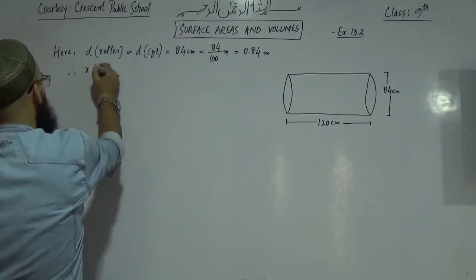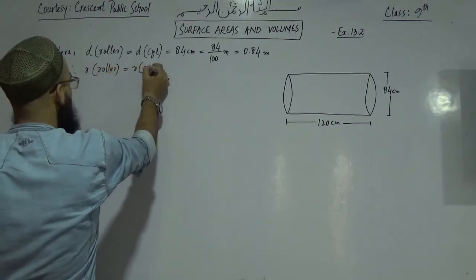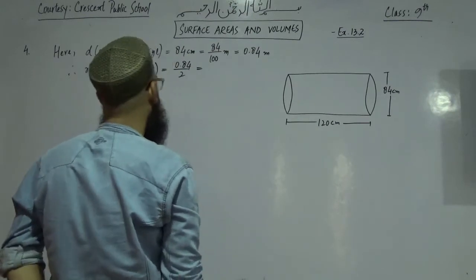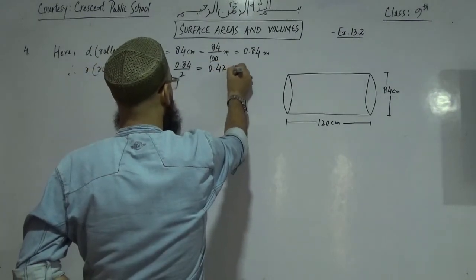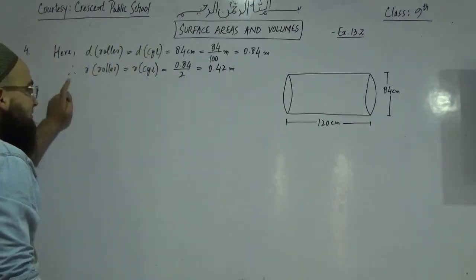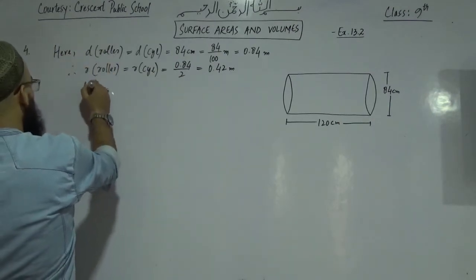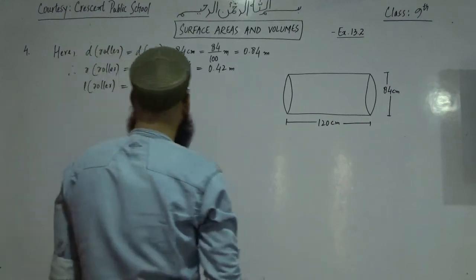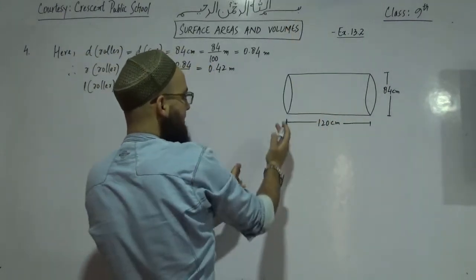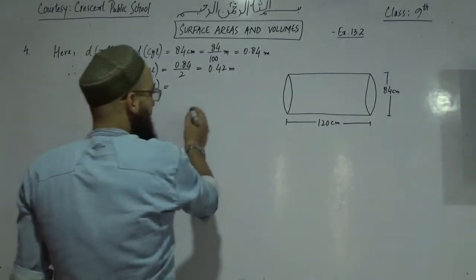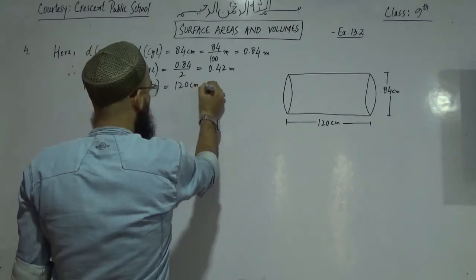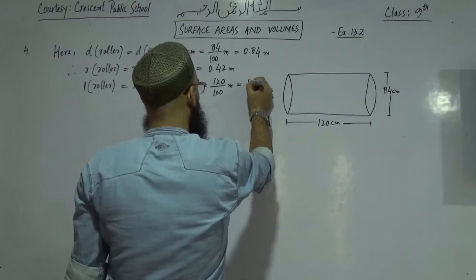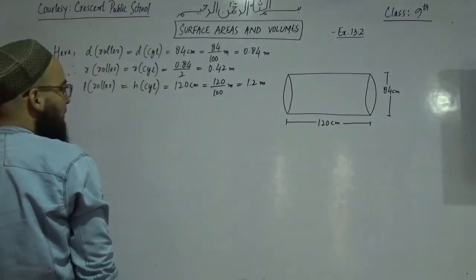Therefore, the radius of the roller will be treated as the radius of the cylinder, and that is half of the diameter, 0.84 divided by 2, and that will give you 0.42 meter. 0.42 meter is the radius of this roller. Then the length of a roller will be treated as the height of the cylinder, because if you put it upright like this, the length will be the height. Height is 120 centimeter. Again, convert it to meters. 120 divided by 100. You are in meters now. Now cancel zero, so you will get 1.2 meter.